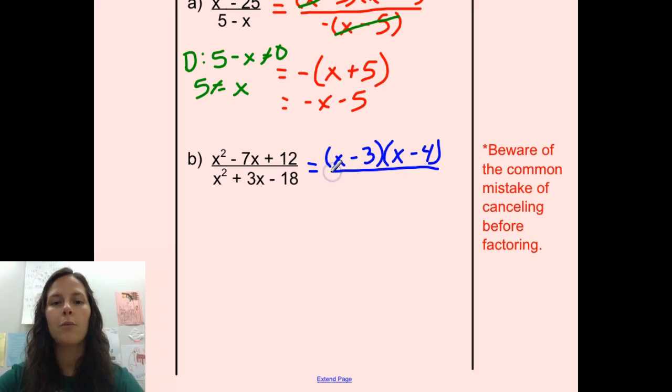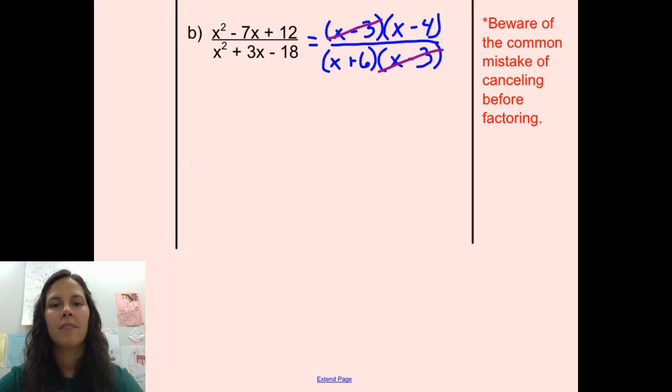In the denominator, we have t-chart again. What multiplies to negative 18 and adds to a positive 3, that would be a positive 6 and a negative 3. We have common factors now that they're in factored form, so those x minus 3's will cancel, leaving me with x minus 4 over x plus 6 for the simplified version.